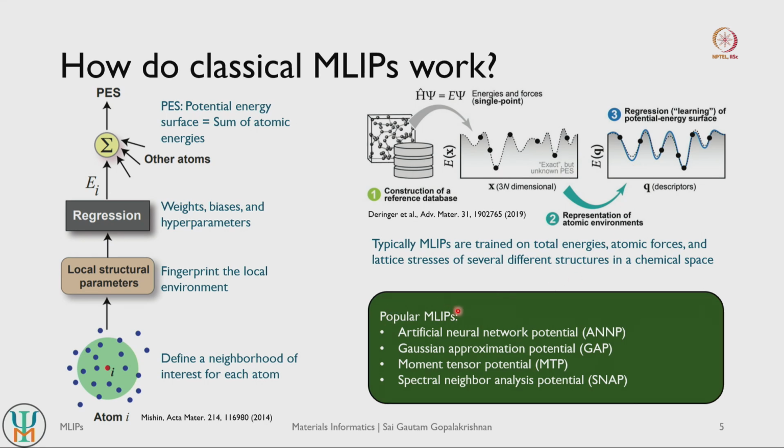So what are some of the popular classical machine learned interatomic potentials? You have the artificial neural network potential, which was one of the older ones developed around 2007, and then you have what is referred to as GAP or Gaussian approximation potential, then you have moment tensor potentials, and then you have SNAP, which is spectral neighbor analysis potential. So these four are the more popular ones.